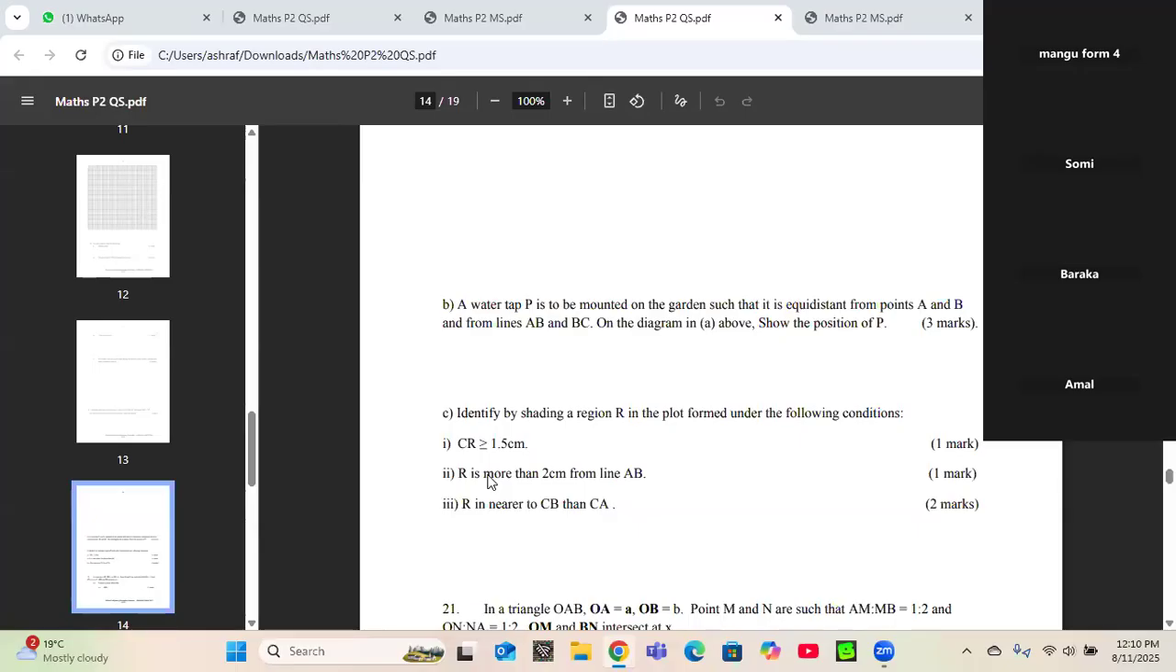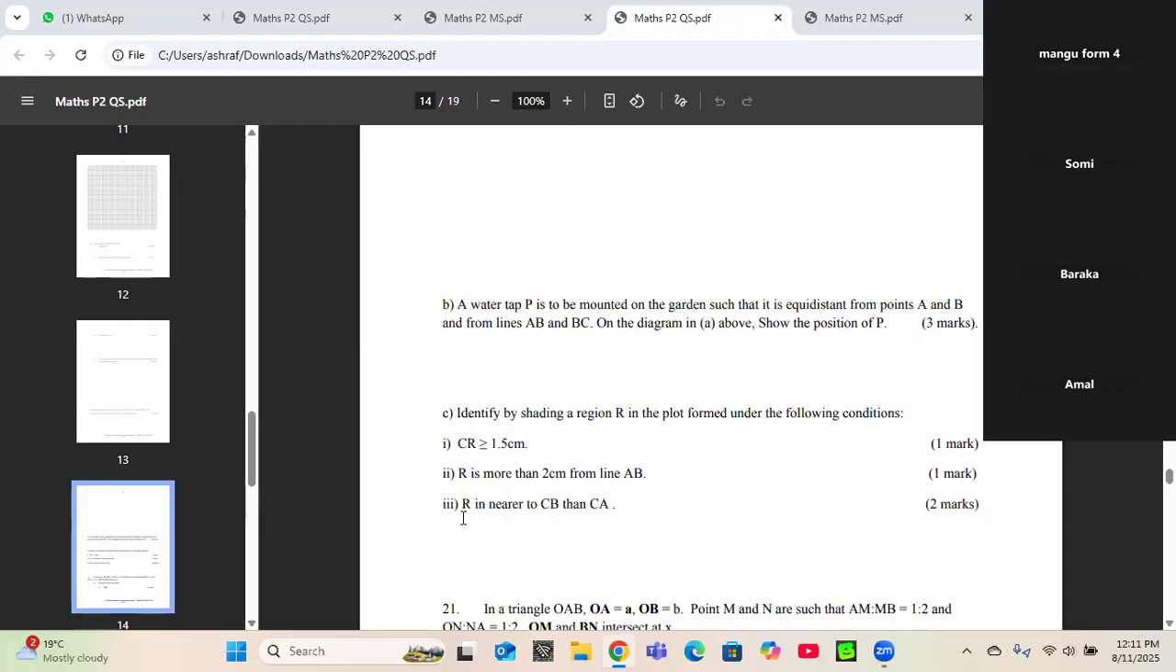And then we've been told that R is more than 2 centimeters. So you shade the inner side, the side that is towards AB. Tunaelewana? Are we together? Kama mtu amepotea, raise your hand. Are we together? You're not answering, Frank. Are we together? Okay, I've gotten a response from someone, so we are together. Okay, so let's go to the next locus.